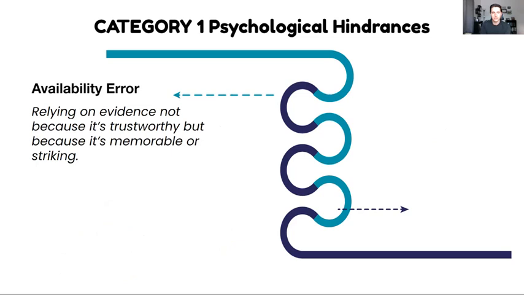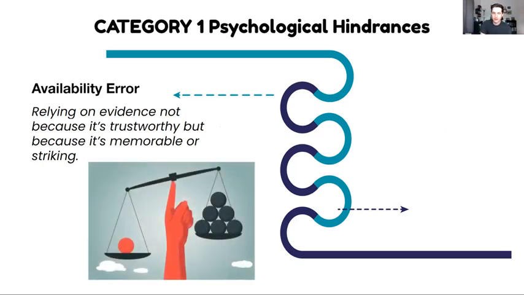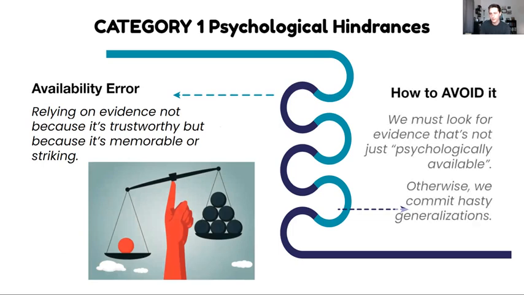Another psychological hindrance is availability error. And this is when we rely on evidence, not because it's trustworthy, but because it's memorable or striking. So this is a very common error. How do we avoid this? Well, again, we must look for evidence that's not just psychologically available. Otherwise, we commit hasty generalizations.